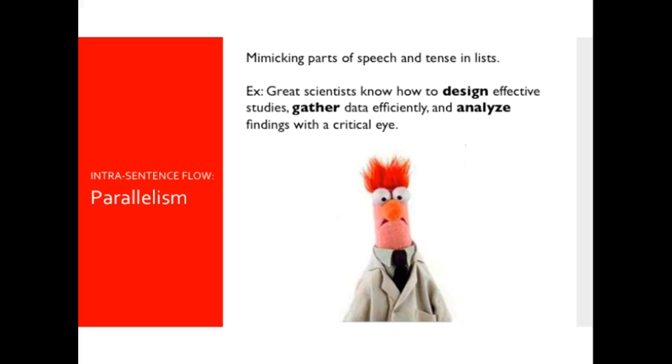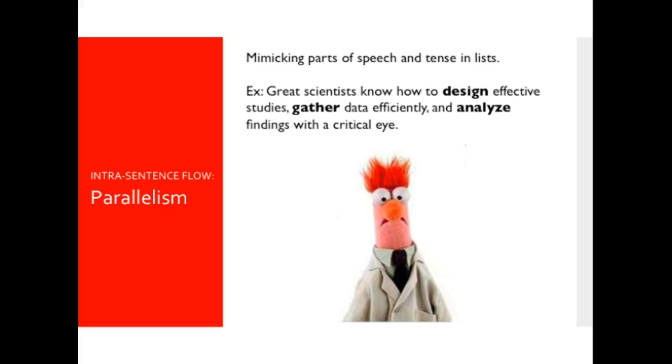Because we have the 2 set up at the beginning. So, for example, we would violate parallelism if we said, great scientists know how to design effective studies, to gather data efficiently, and analyze findings with a critical eye. Then we would have 2 for 2 items on the list, and one without.